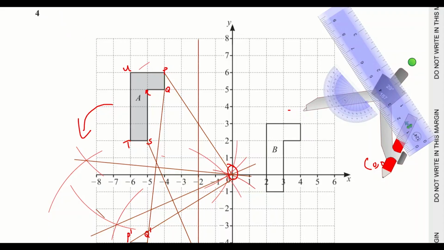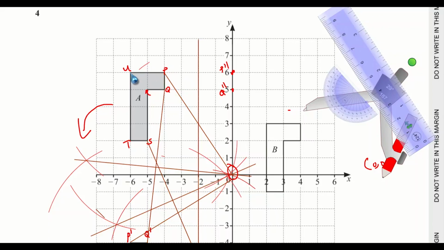Now we can reflect this shape A. Pretty easy. Let's start with P. Let's count from P to the mirror line. This will be 1, 2. We have to reflect the same thing, 1, 2. So this will be P prime prime. The same thing for this one: 1, 2. So this will be Q, and I can write Q prime prime here. Let me write P prime prime outside here.